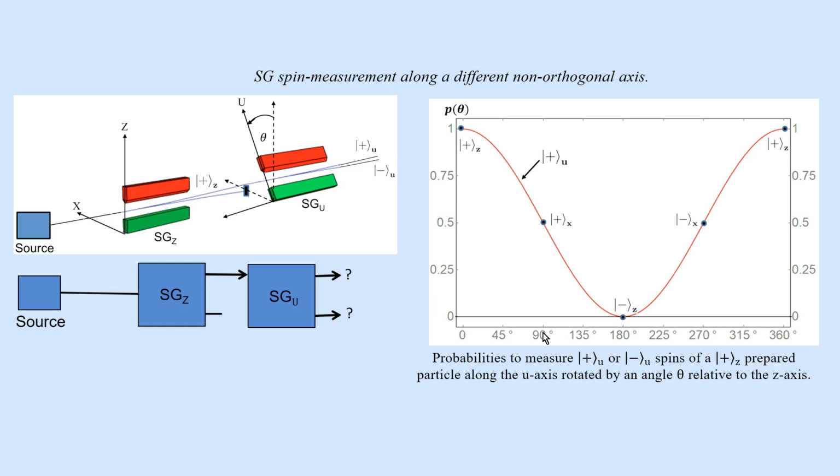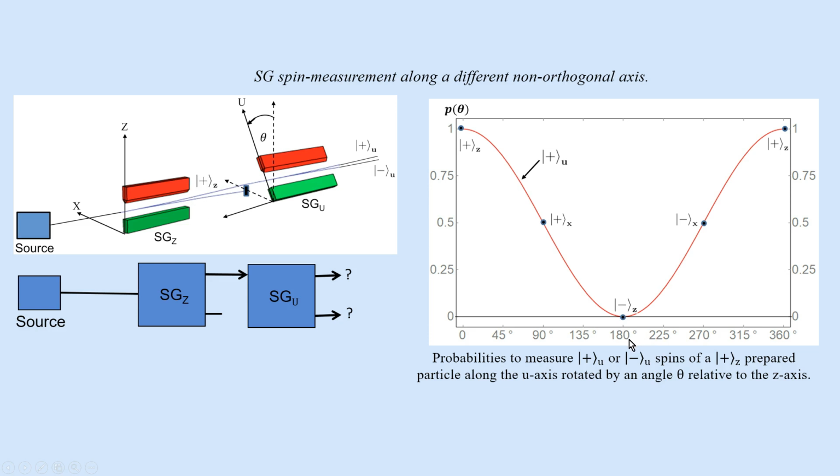Once the SG magnets are rotated by 180 degrees to each other, they are then antiparallel to the z-axis. And the second Stern-Gerlach magnet looks for the z-ket minus particles. Obviously, though, nothing comes through. We have p equals 0, because they were all prepared in the z-ket plus eigenstate.